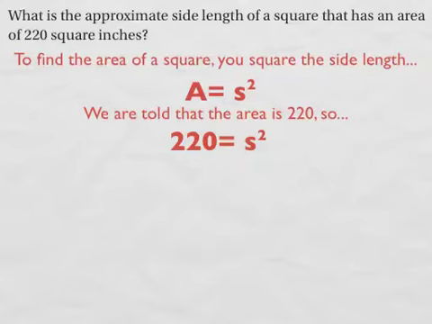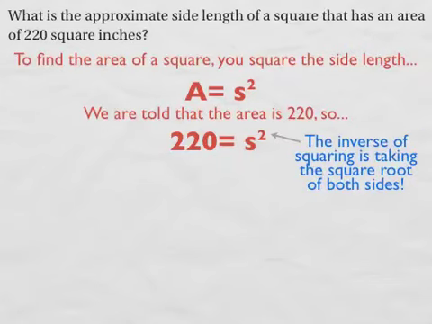I need to get S by itself, so I need to solve for a single side length. If you think back to your inverse operations, the opposite of addition was subtraction, the opposite of multiplication was division. Think to yourself, what could the opposite of squaring something be? The inverse of squaring is taking the square root, and just like our other inverse operations, whatever we do to one side, we have to do to the other. So I'm going to take the square root of S squared to get myself S, and I also need to take the square root of 220.